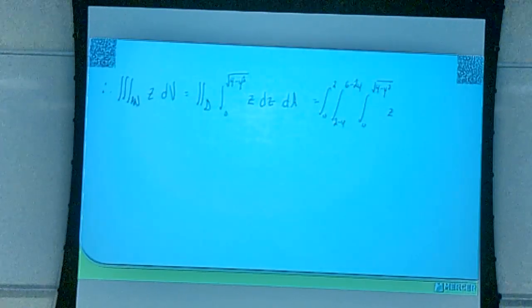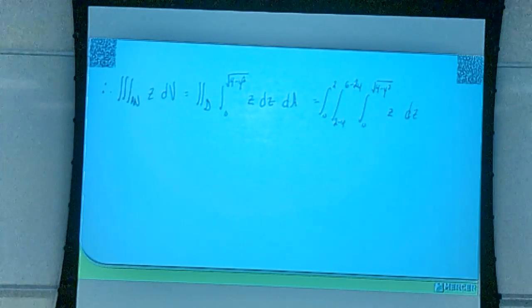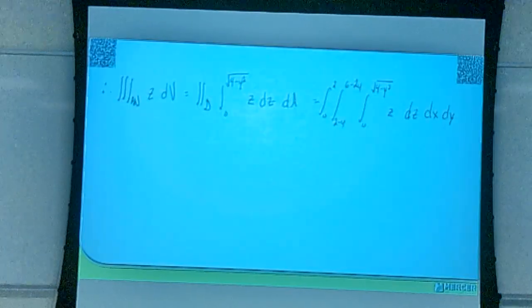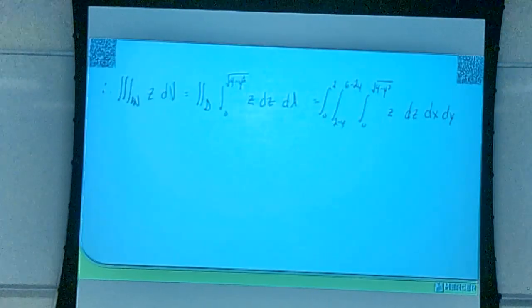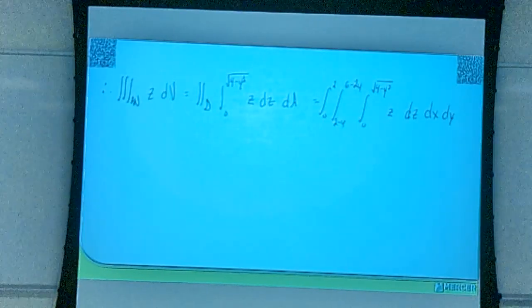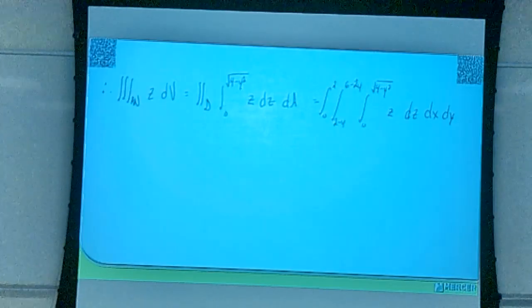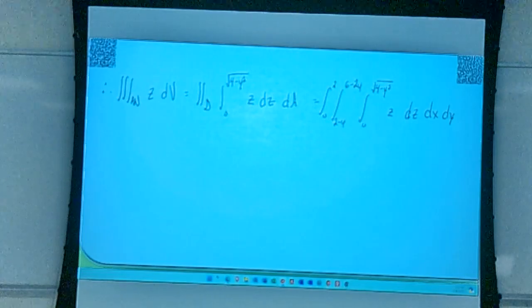It's 2 minus y, correct? You know the lower bound? 2 minus y, yes. Now you just evaluate. I'm debating whether I want to use a CAS or do it by hand. Probably for the sake of time, just use a CAS, because then you have no problem evaluating that.